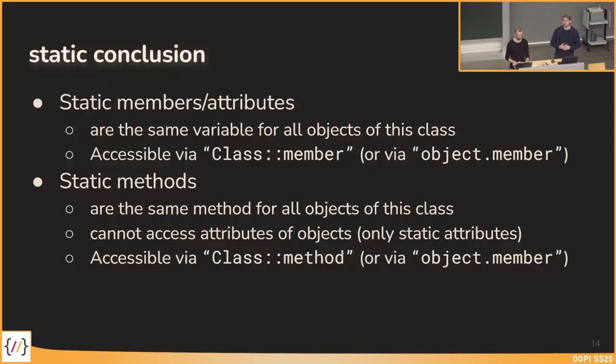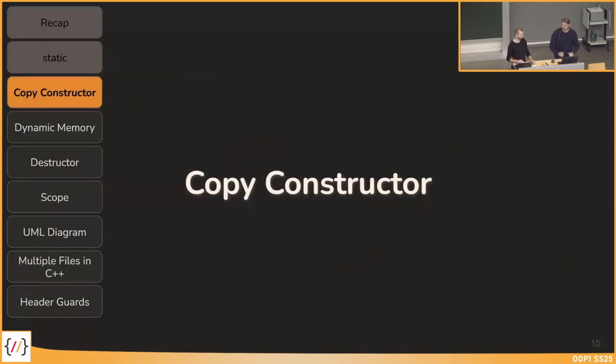Any final questions on static before we continue? Great, then let's move on to something a bit more interesting. Not only a keyword, but another type of constructor, the so-called copy constructor. We have learned a lot about constructors, and they can have different parameters. The copy constructor is again just one modification and one specific type of constructor. Let's see what it is.